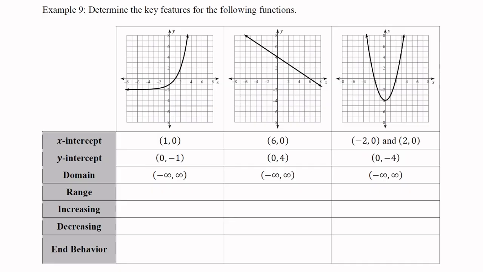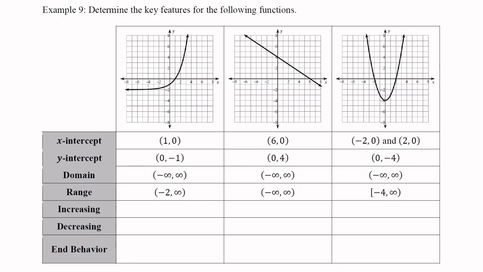Now the range from an exponential, since we are increasing rapidly, the graph is above the asymptote, we're going to go from the asymptote to infinity, and our asymptote is at negative 2, so negative 2 to infinity. The range for a linear function is negative infinity to positive infinity, and for the parabola, we're going from the vertex to infinity, so negative 4 to infinity, and you include the vertex in a parabola.